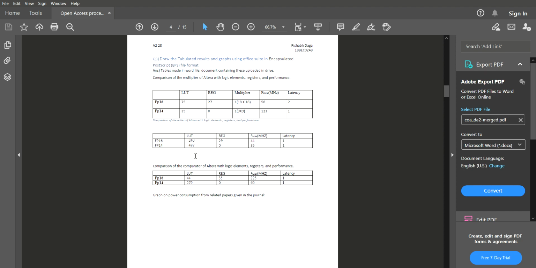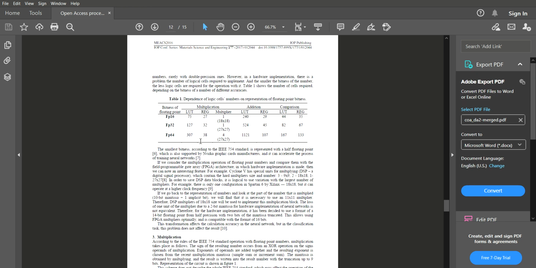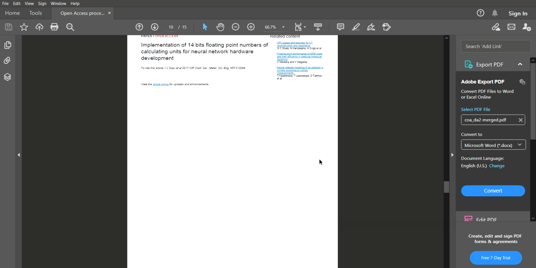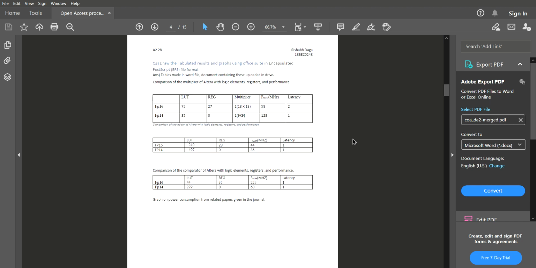Again, before I show you how I did this in Word, these are the tabulated results. Let me show you where these are. So this is the journal paper, and here we have the results in tabular manner itself. So yeah, I'll go back to where I was, sorry.